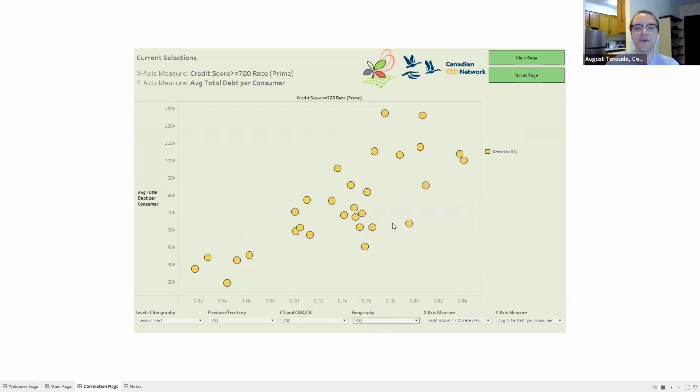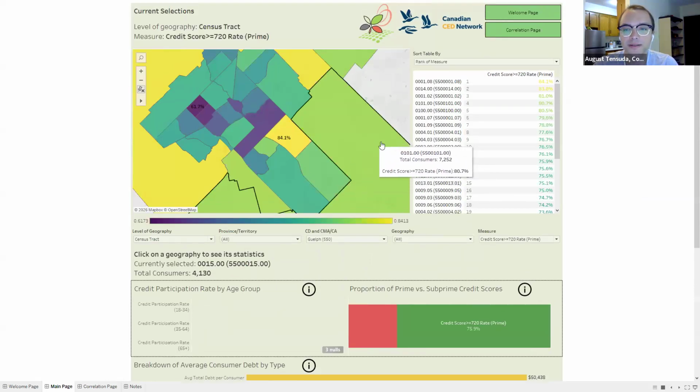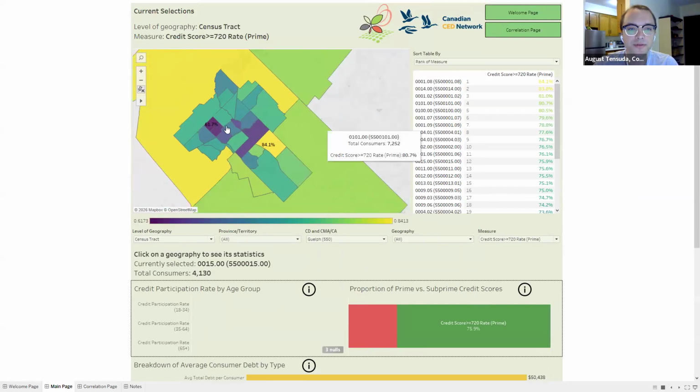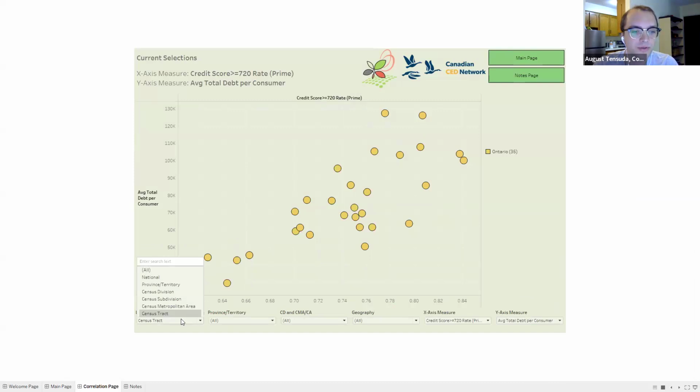But if you find your census tract that you're interested in, then you can figure out where it falls in this line. You can see now the trend, the upward trend. So as credit scores increase, average total debt per consumer also increases, as we expect. And there doesn't appear to be any big outliers here. And then we can see if we go back to the map, the lowest credit scores are happening over in 10.02 with 61.7, and then the highest are happening at 84.1%, 1.08. Let's go back to the correlation page and let's switch to census subdivisions within Ontario.